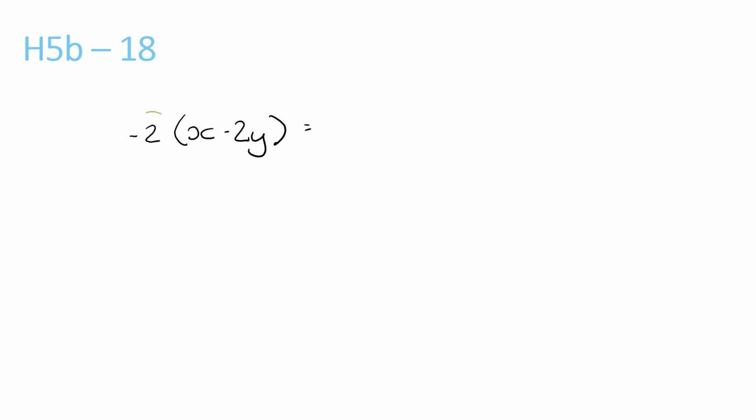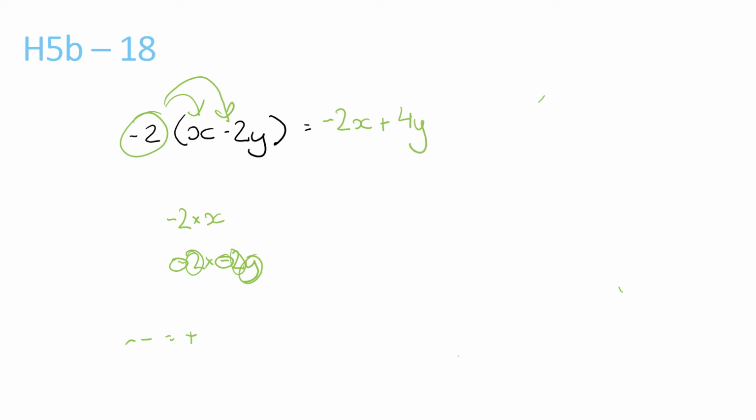Next, this one you're just timesing this by that, and timesing it again by the next one. So minus 2 times x is just minus 2x, and minus 2 times minus 2y, two minuses, a minus and a minus equals a plus. So that would be plus 2 times 2, 4, and the y. So you're just breaking them up into little steps. That's what you're doing with all of these equations. You're breaking them up into steps and then solving them.